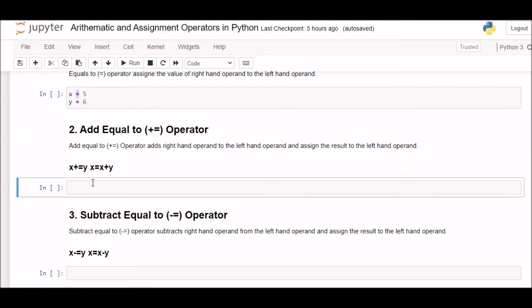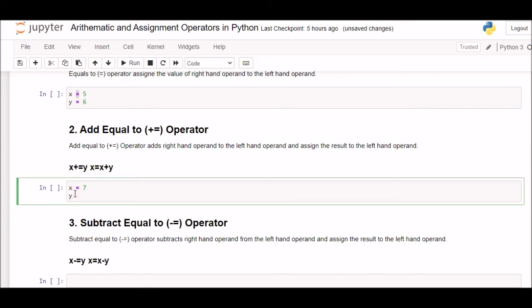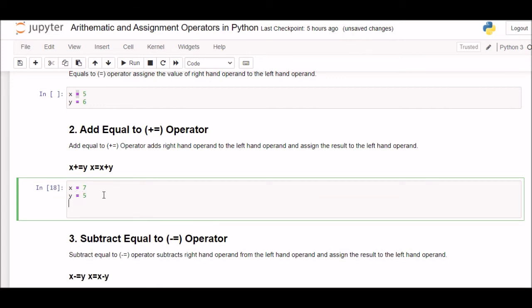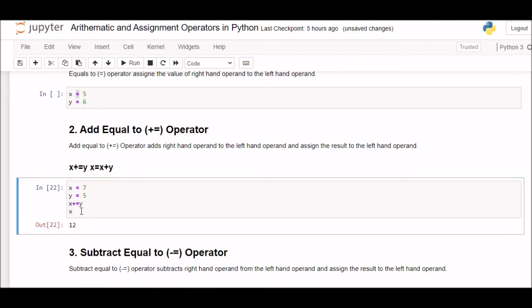Let's take an example. For example, here x = 7, y = 5. The next line, x += y, then x. Now let's run the code. It gives the value 12. It's equivalent to x = x + y, meaning x is 7 and y is 5. 7 plus 5 is 12 and it returns 12.